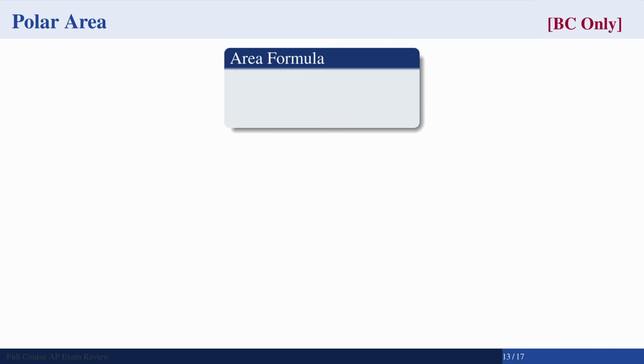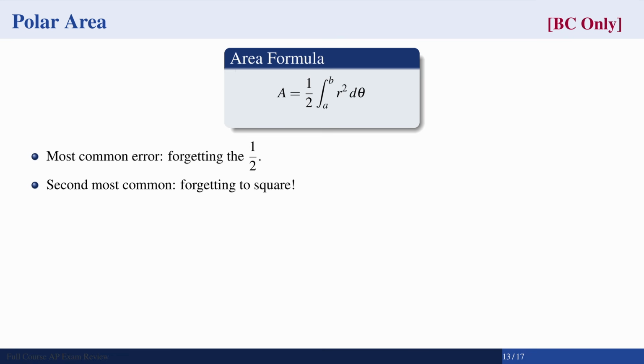The formula, though, does have two places where you can make a very common mistake. The area of a polar region is 1/2 the integral from a to b, those are the theta values where you start and then stop the region, of r squared d theta. So it's 1/2 the integral of r squared d theta. You can probably guess the two mistakes people make. They forget the 1/2 and they forget to square r. Those are the two things, so make sure you don't do those.